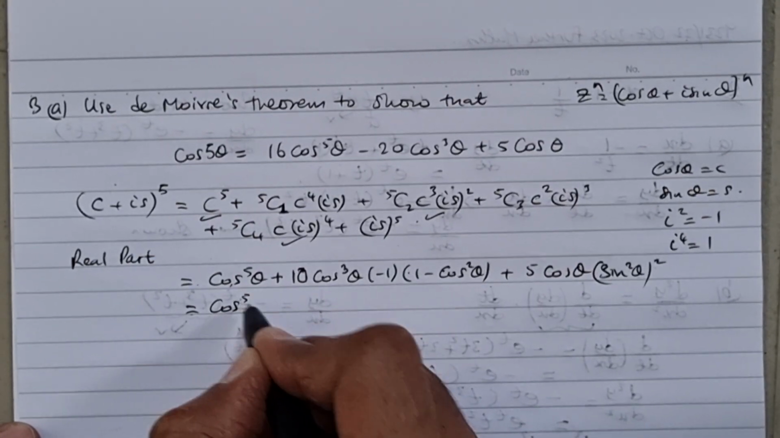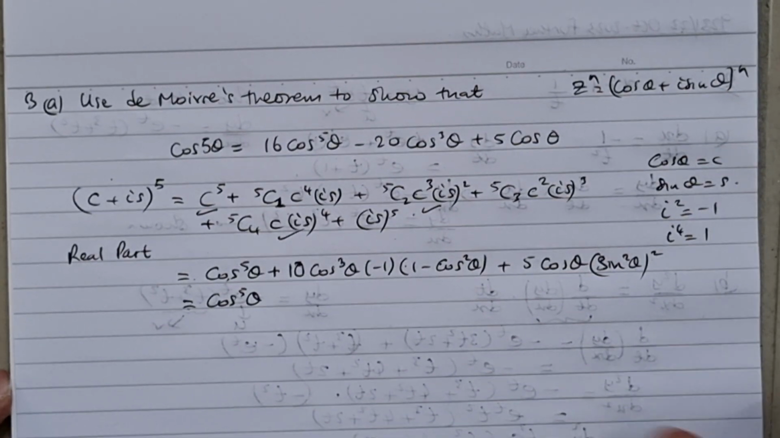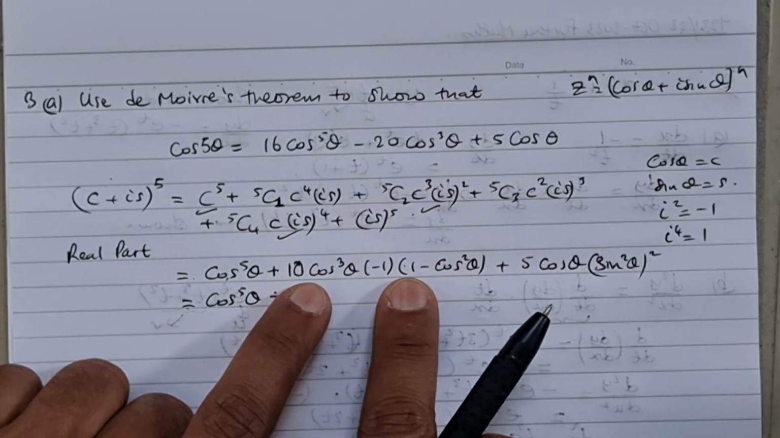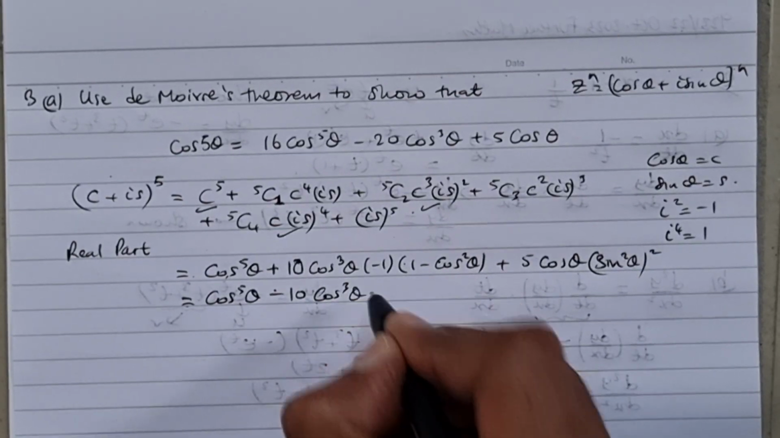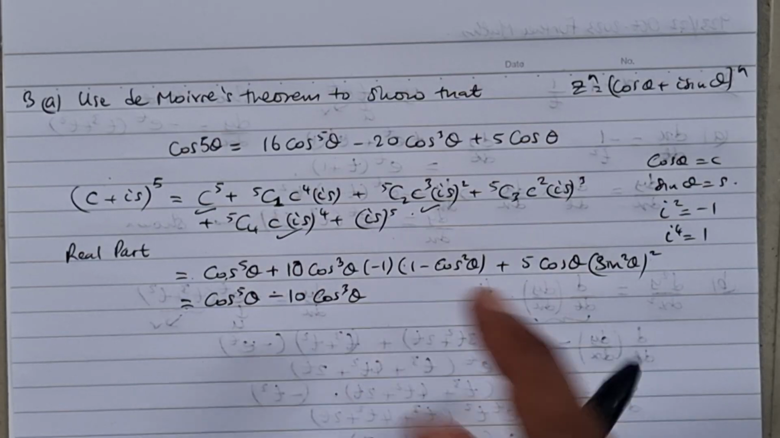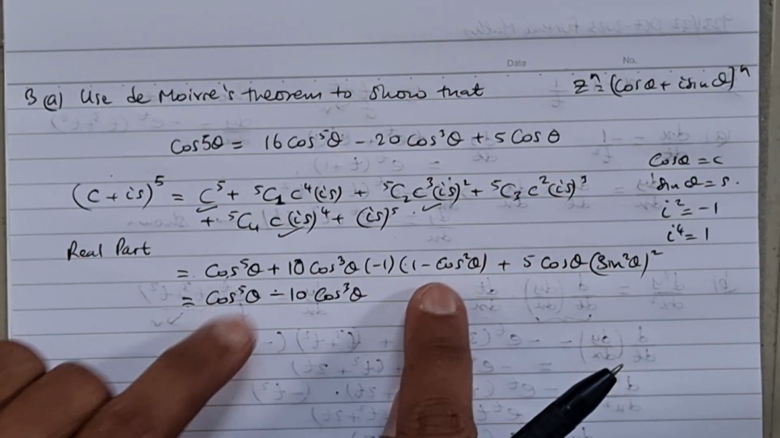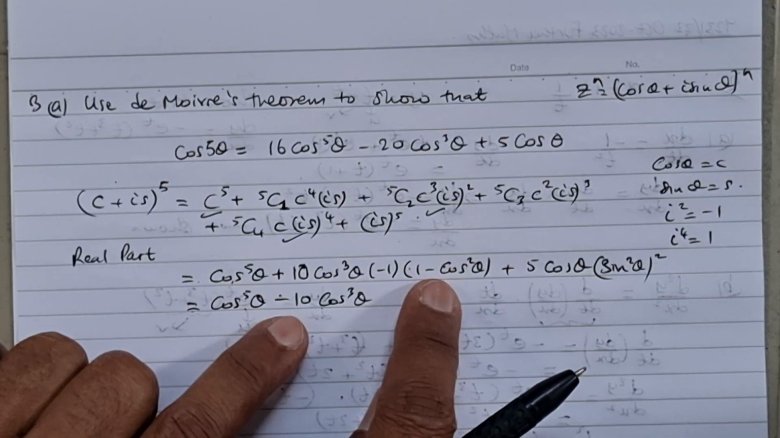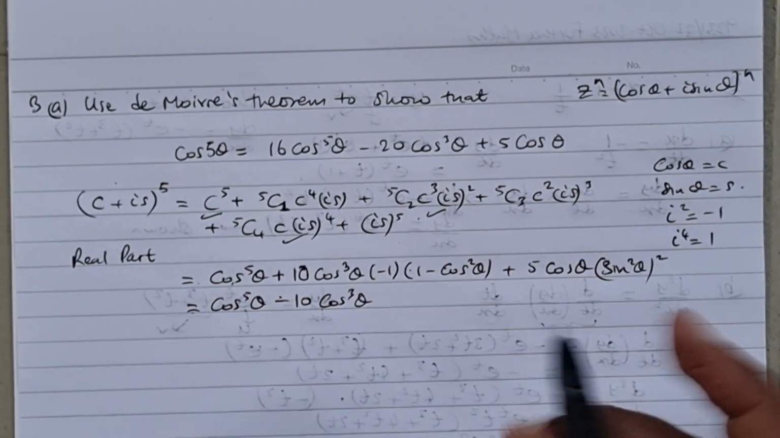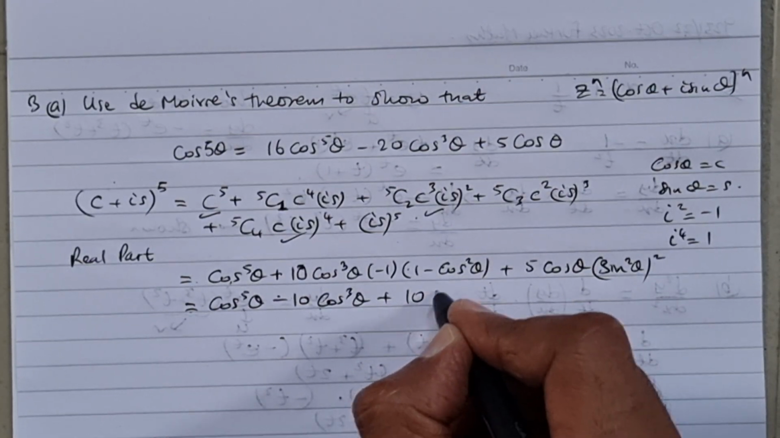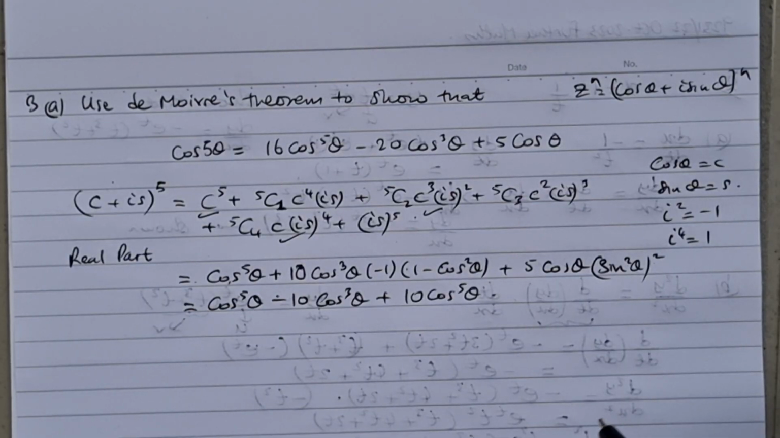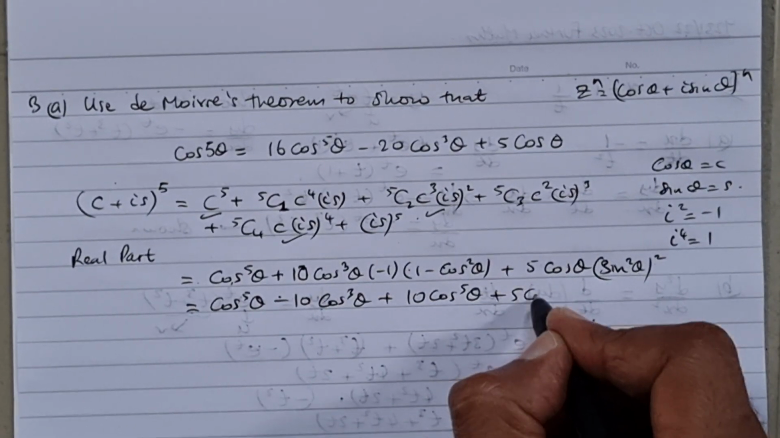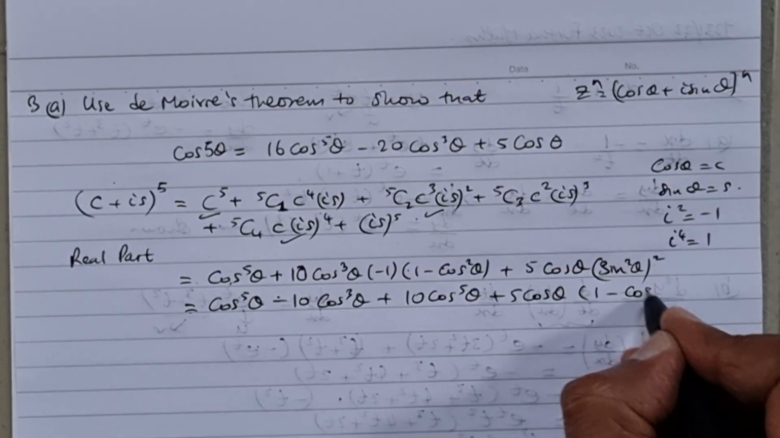So what I have is cos to the 5 theta, then plus, this becomes minus 10 cos cube times 1 is minus 10 cos to the cube theta, plus 10 times this is going to be minus 10, so minus times minus, this is basically the minus here. So minus times minus is plus. So minus 10 cos cube, and minus times minus is plus, so plus 10 cos to the 5 theta, and plus the 5 cos of theta into 1 minus cos square theta.